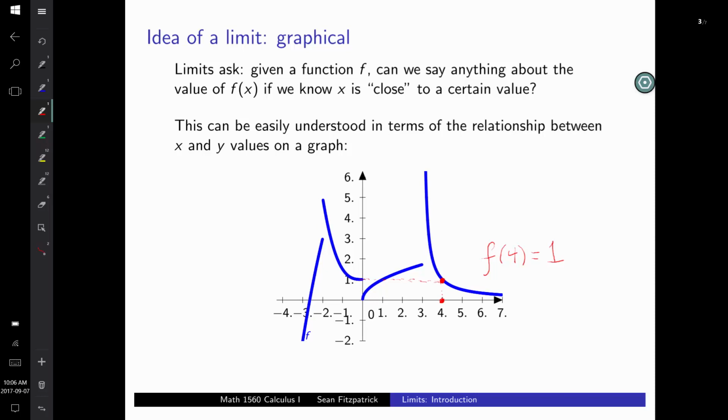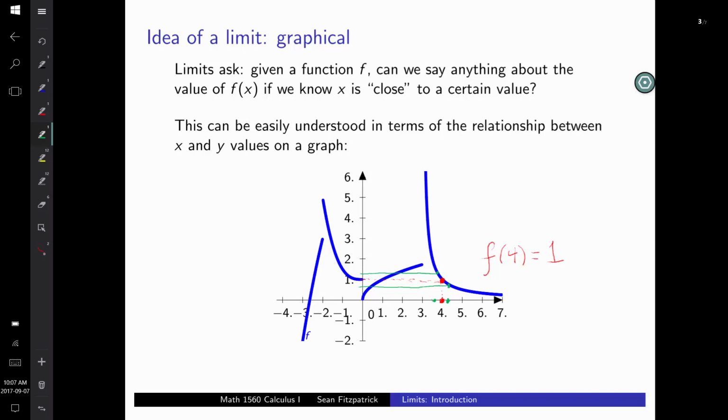But I could also say that if I considered values of x just a little bit to either side, an x value here or an x value there, then my points on the graph are here and there, and my y values are not too far off from the true value, right? And as I squeeze those two little green points in towards 4, the closer they get to 4, the closer the y value is going to get to 1. This is the general idea of a limit.